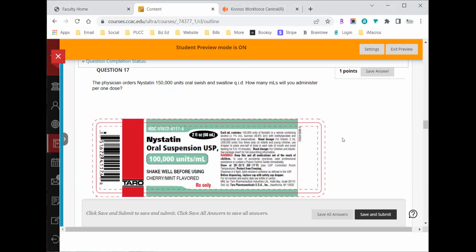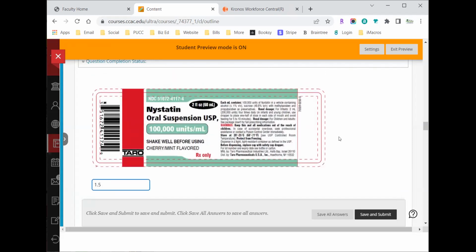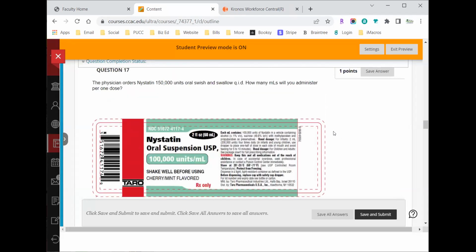All right. This is that nystatin question. You've seen this in the practice test. Okay. 150,000 units 4 times a day. How many milliliters do we administer? Well, it's 100,000 units per ml. So we're going to do 1.5 milliliters. And for that one, if you're writing it into your calculator, my order is 150,000 divided by my available 100,000 per ml. So 1.5.